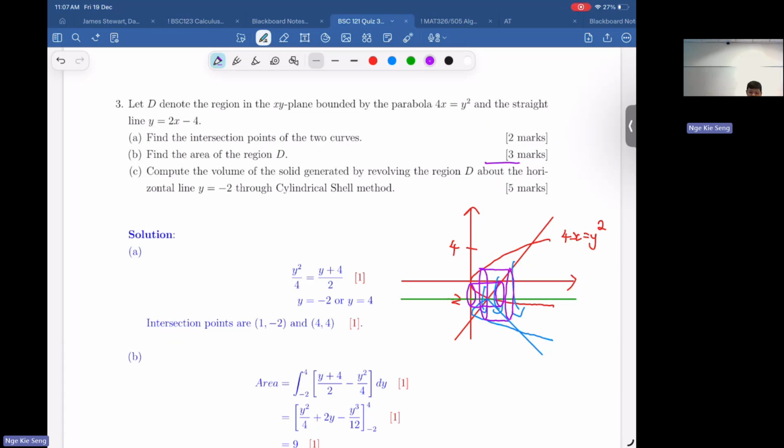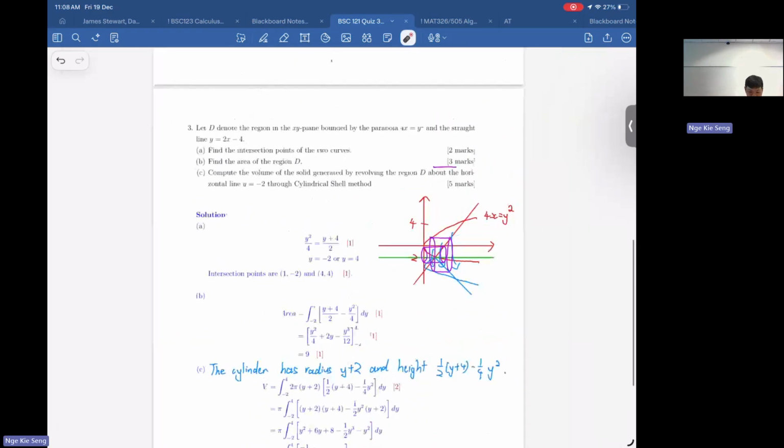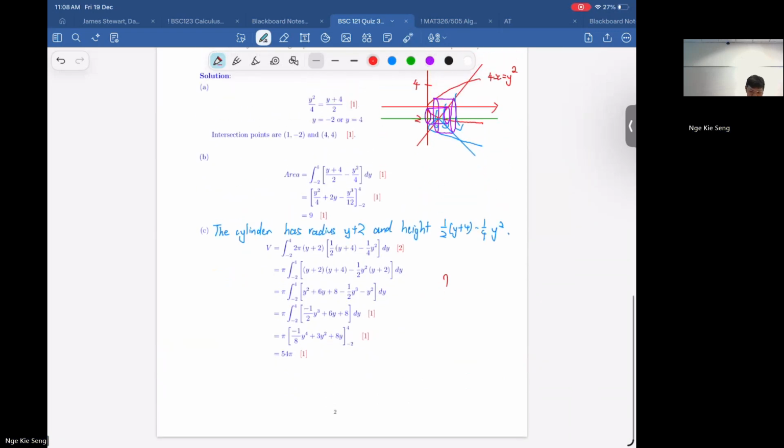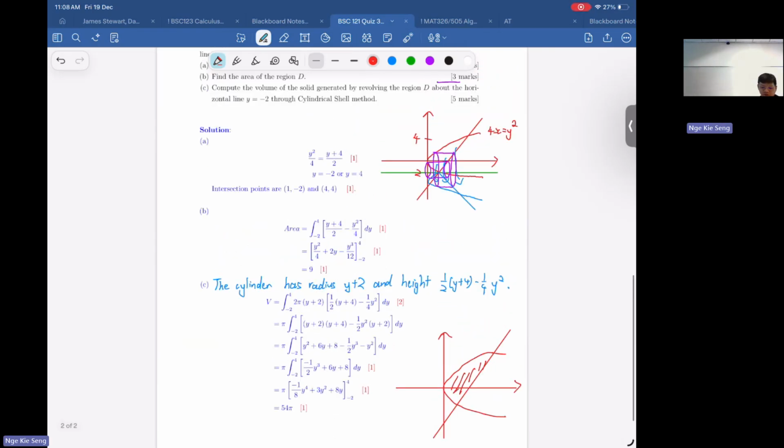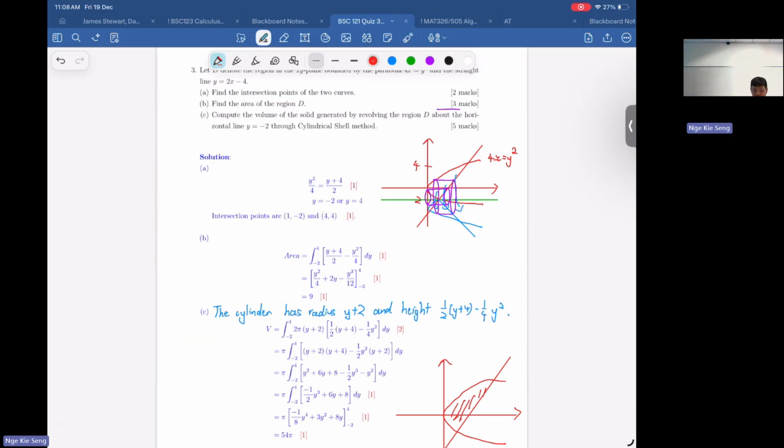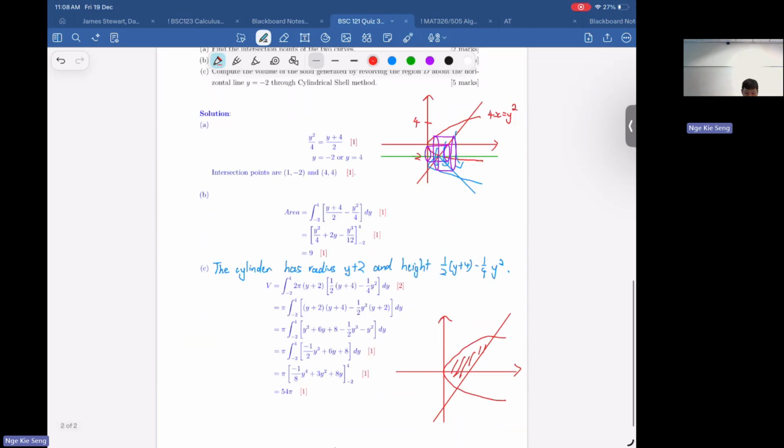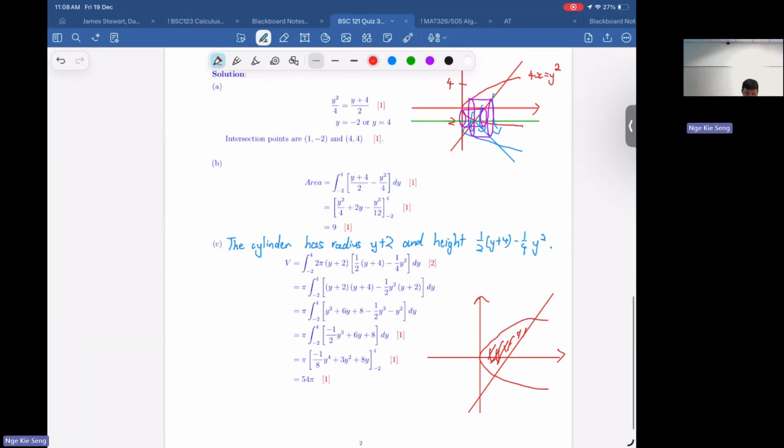You have a region in the xy plane bounded by a parabola and a straight line 2x minus 4. So basically this is the red line here. Maybe I should draw it again. Okay, like that. To find the intersection point, I think it's easy. You all know how to do it, just make them equal. But to find the area bounded by this region, it's not too hard. So how do we do this?